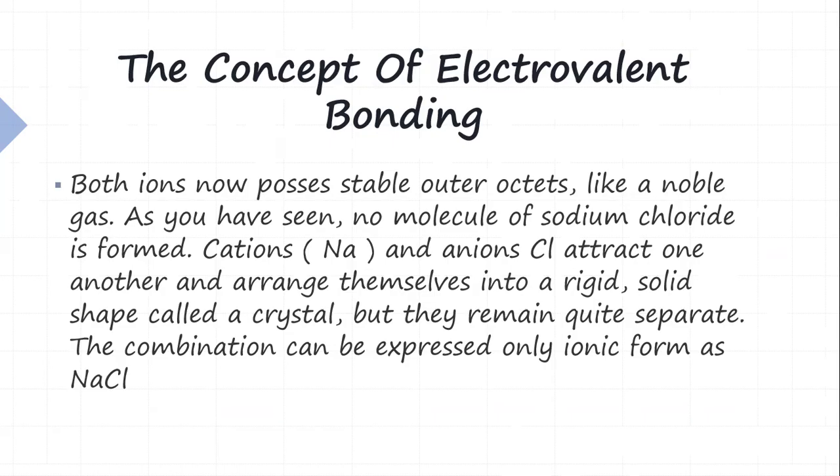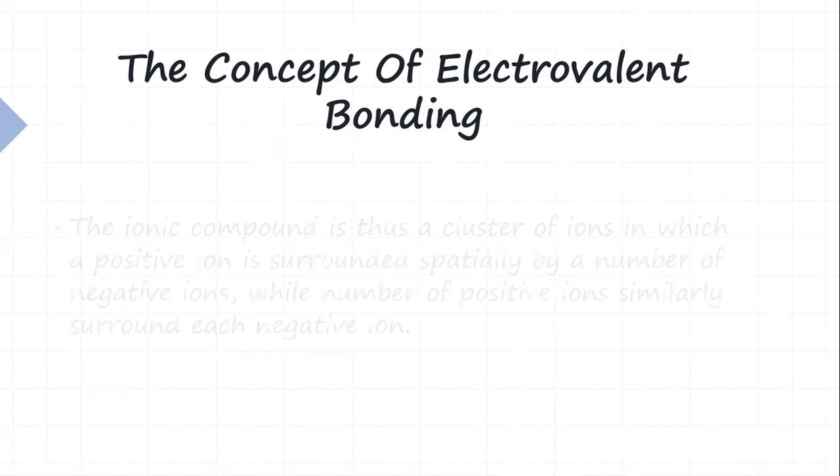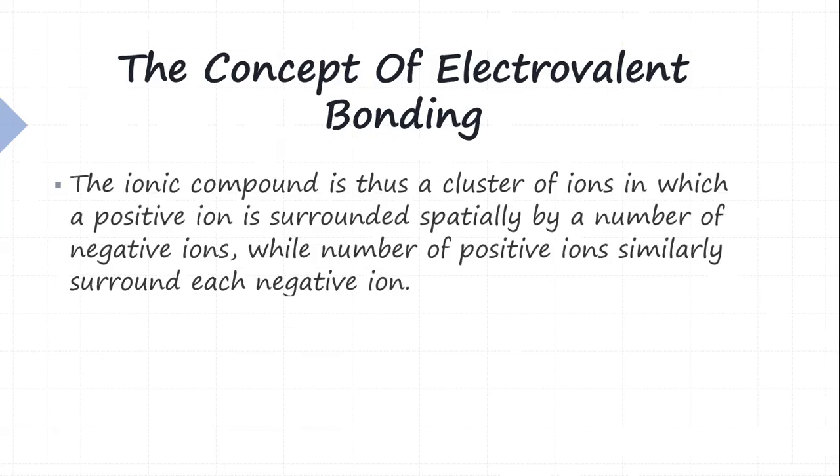Now, no molecule of sodium chloride is formed. The cations of sodium and the anions of chlorine attract one another and arrange themselves into a rigid solid shape called a crystal, but they remain quite separate. The combination can be expressed only in ionic form as sodium chloride. An ionic compound is thus a cluster of ions in which a positive ion is surrounded spatially by a number of negative ions, while the positive ions similarly surround each negative ion.